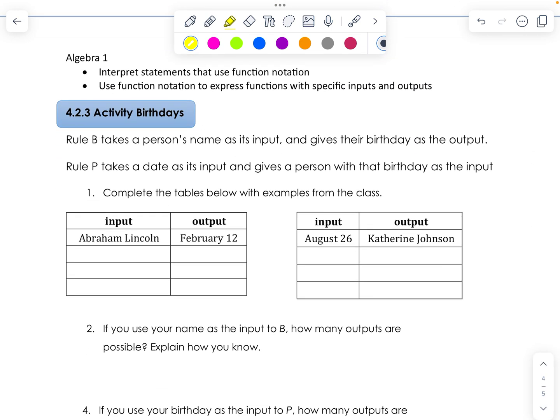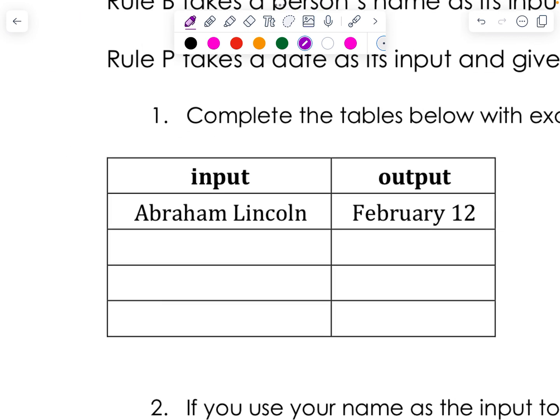So let's do another activity here to practice this. Rule B takes a person's name as its input and gives their birthday as an output. Rule P takes a date as its input and gives a person with that birthday as an output. So complete the tables below with examples from the class. So since this is a video and I'm not in class with you right now, I'll just make up some.